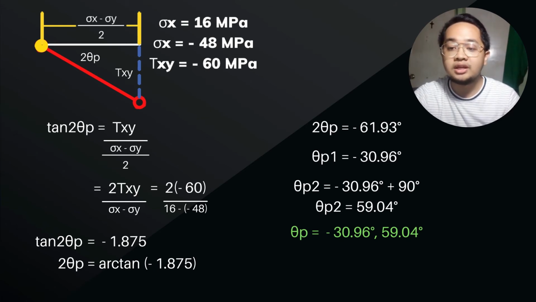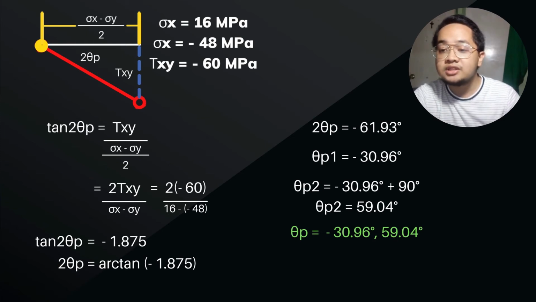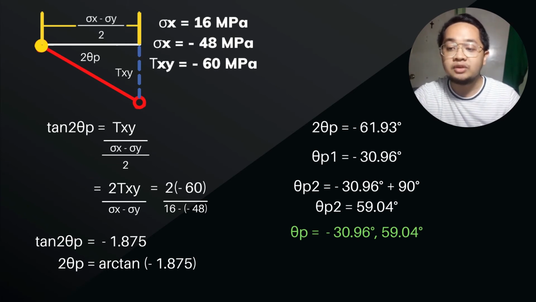And so we get the arctan of negative 1.875, which is negative 61.93 degrees, divided by 2 gives us negative 30.96 degrees. Principal planes are 90 degrees apart from each other, so we add 90 to negative 30.96, which gives us 59.04 degrees. Our principal planes are negative 30.96 degrees and 59.04 degrees.